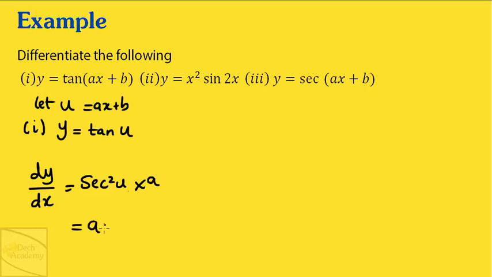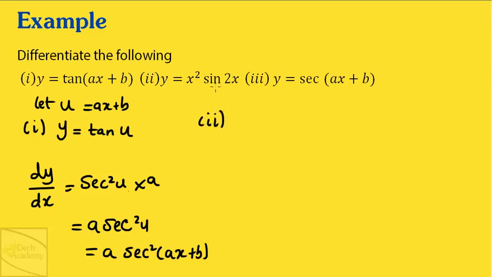So the result is a sec squared u, which is a sec squared of what is u? Ax plus b. So I'll just make it clear, because I didn't make it obvious, that a and b are constants. Now to 2.